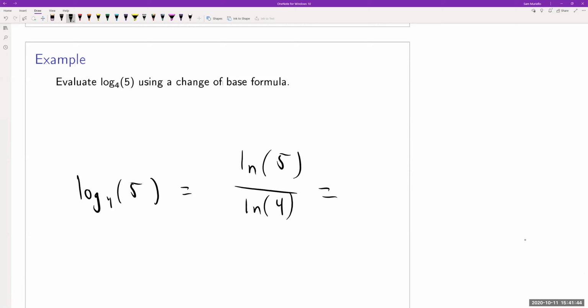Plugging each of these into our standard calculator, ln of 5 comes out to be 1.609, and ln of 4 comes out to be 1.386. We can divide these two. Ln of 5 divided by ln of 4 comes out to be around 1.16.